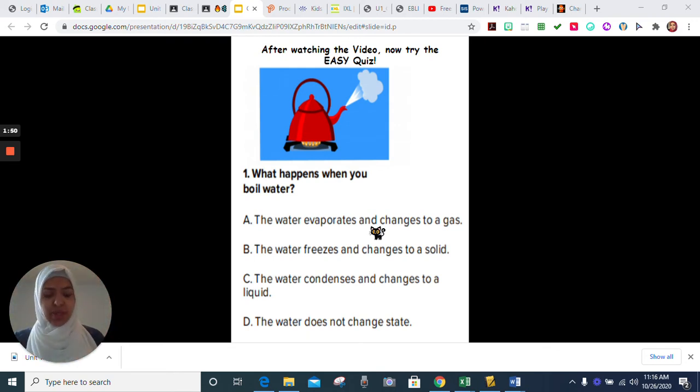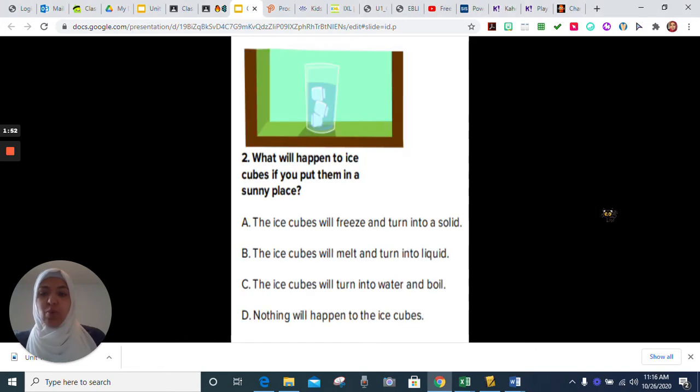We're going to move to the next slide. What will happen to ice cubes if you put them in a sunny place? A, the ice cubes will freeze and turn into a solid. B, the ice cubes will melt and turn into liquid. C, the ice cubes will turn into water and boil. D, nothing happened to the ice cubes. So right now, go ahead and write number 2 in your notebook and then pick the correct answer. Is it A, B, C, or D?